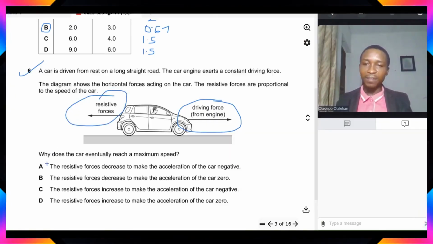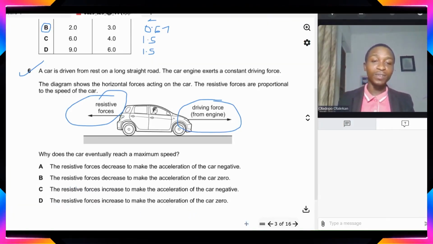So why does the car eventually reach a maximum speed? Option A, the resistive force decreases to make the acceleration of the car negative. Option B, the resistive force decreases to make the acceleration of the car 0. Option C, the resistive forces increase to make the acceleration of the car negative. Option D, the resistive force increases to make the acceleration of the car 0.